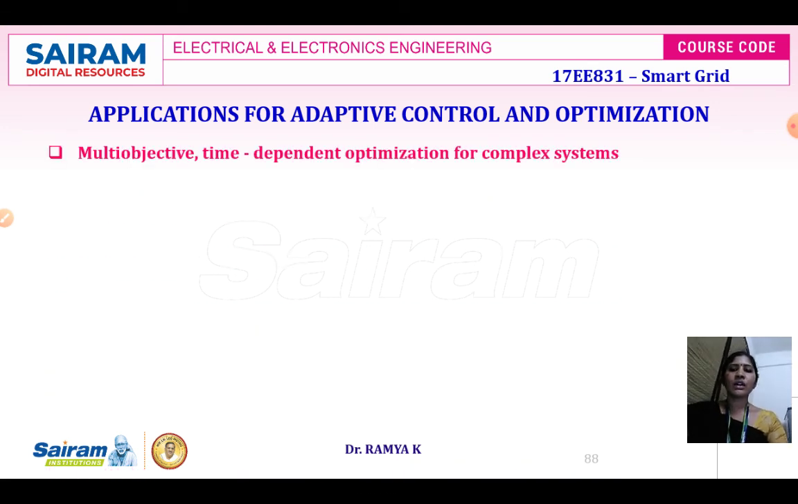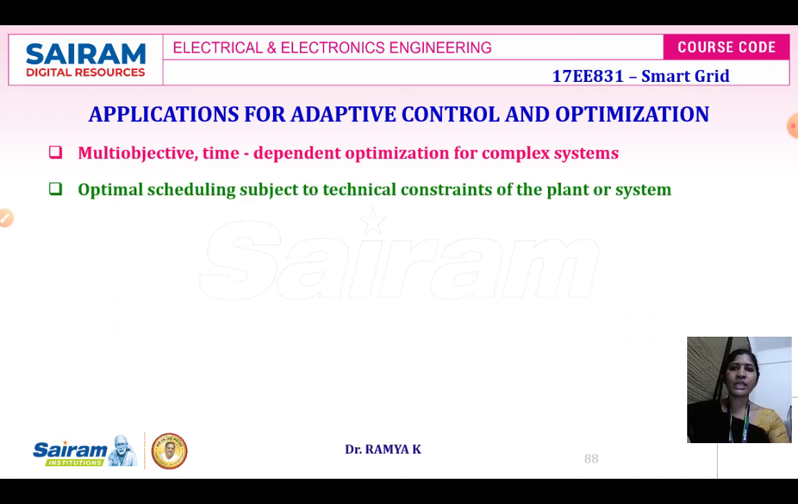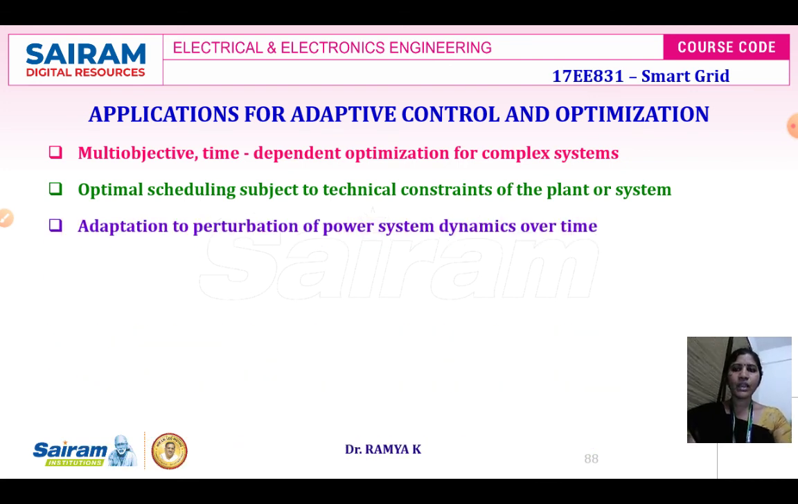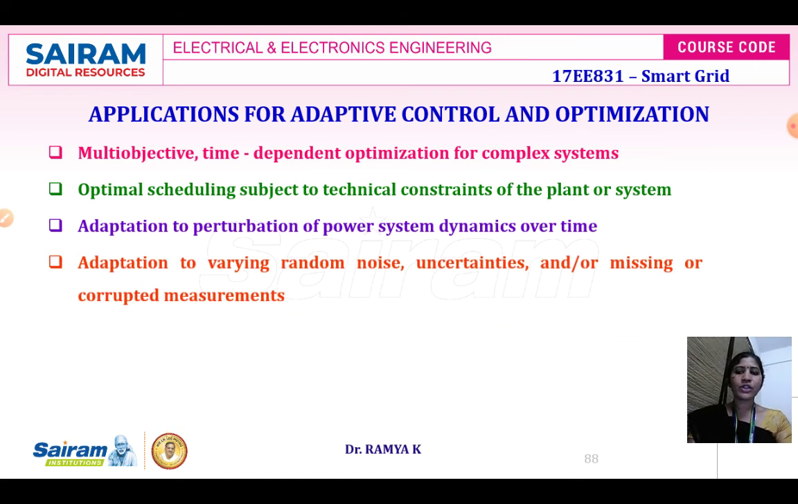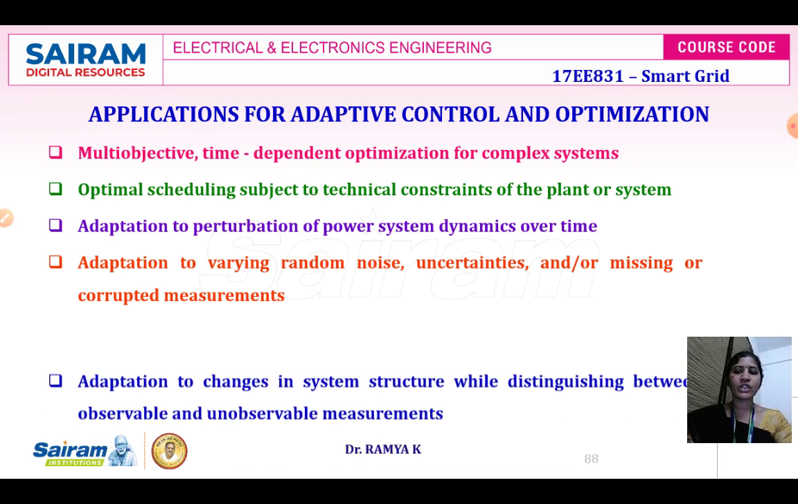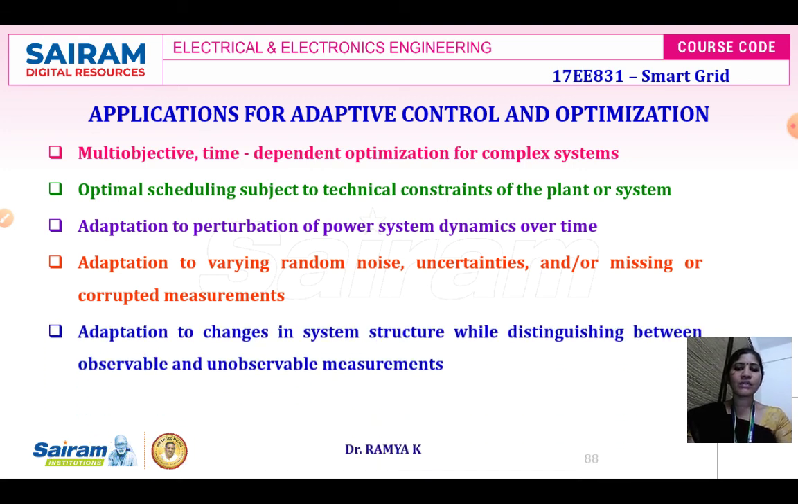The first application is multi-objective time-dependent optimization for complex systems. Optimal scheduling subject to technical constraints of the plant or system. Adaptation to perturbation of power system dynamics over time. Adaptation to varying random noise, uncertainty and or missing or corrupted measurement. Adaptation to changes in system structure while distinguishing between observable and non-observable measurement. So your adaptive control and optimization will support all these following applications.